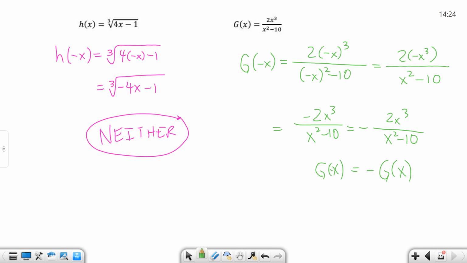I'm sorry, I did it wrong again. G of negative x. We're bringing this down, right? I'm just on fire right now. So capital G of negative x equals negative capital G of x. So that would be an odd function. An odd function.